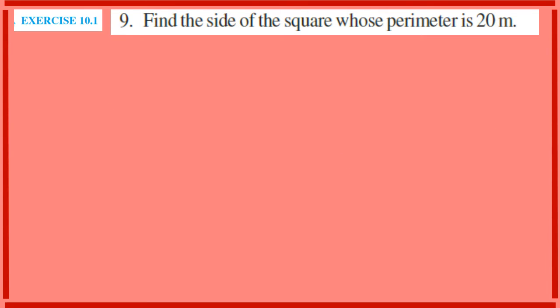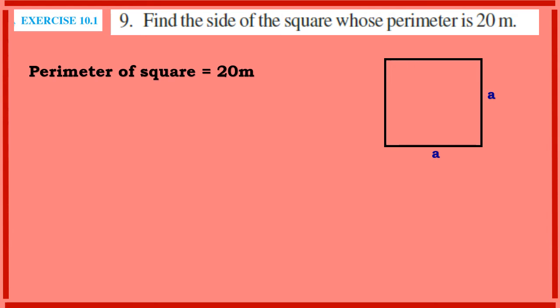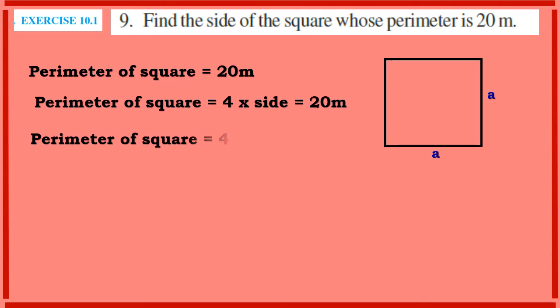Now question number 9. Find the side of a square whose perimeter is 20. Side we have to find, perimeter is given. So a square, we know that in the square all the sides are equal. And what is the perimeter of a square? Perimeter of a square means 4 into side. 4 into side is 20 meter. So what will be the side? It is 20 divided by 4, which is equal to 5 meter. The side of the square.